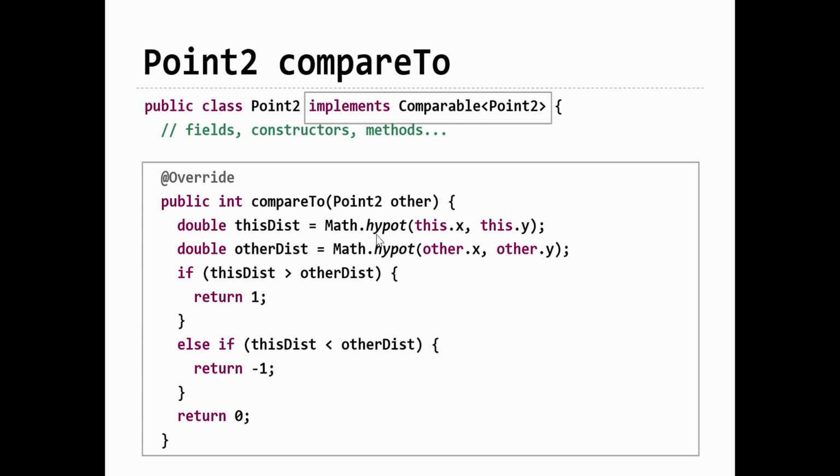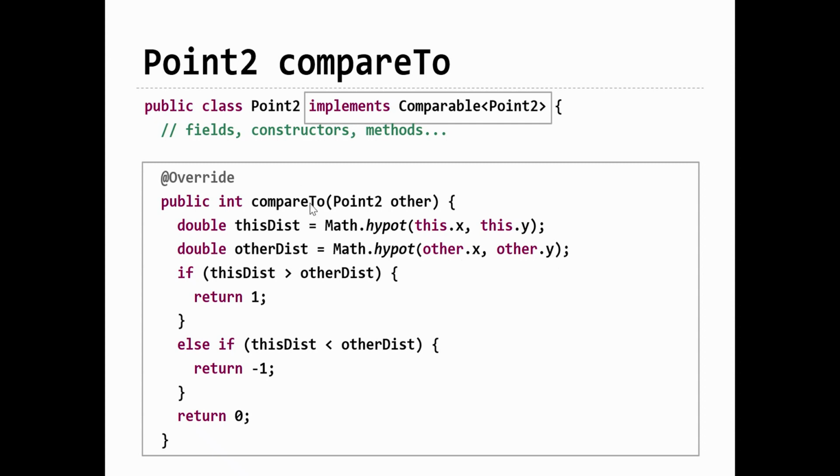Hypot computes x squared plus y squared square root, and it's guaranteed never to go out of bounds. Exactly how that works is way beyond the scope of this course. It's something you'd learn how to do in a numerical methods course. So hypot is the preferred way of doing this rather than computing it yourself. To compute the other distance, you just use hypot again, except this time you use other x and other y.